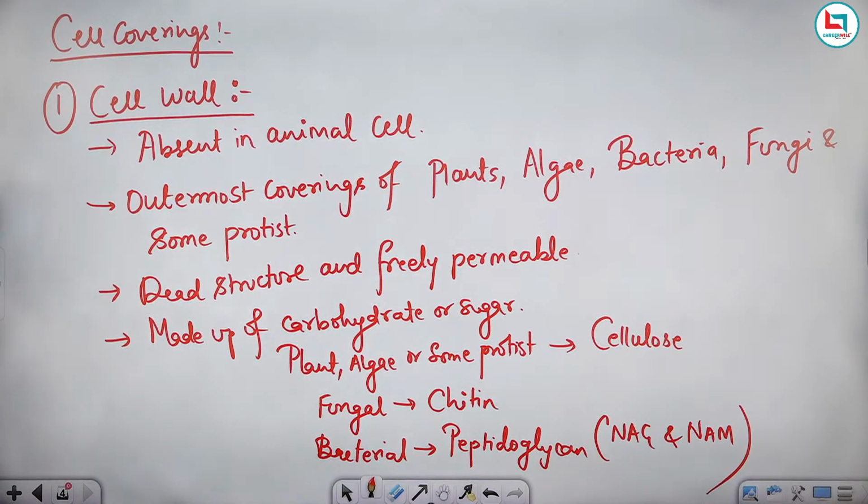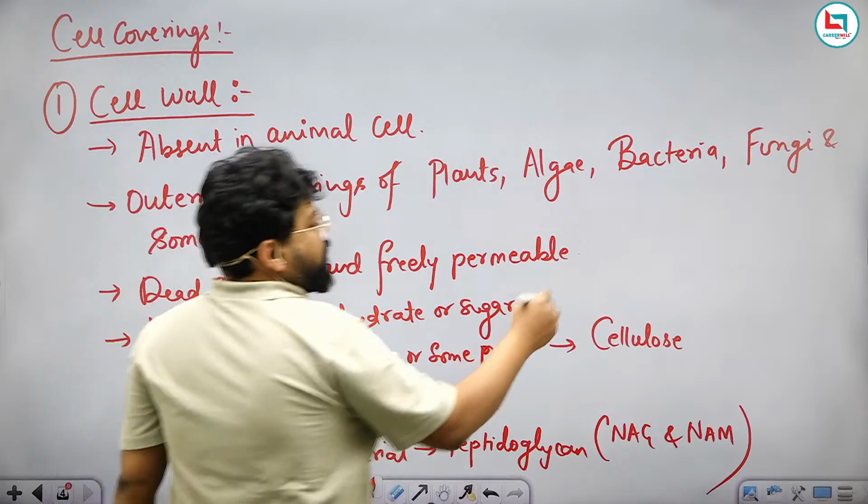So these are the structures which are said to be the cell wall. These are absent in animals. Due to this, we have a little bit of flexibility in our skin. These are the outermost covering of plants, algae, bacteria, fungi, and some protists. These are dead structures and are freely permeable to water.